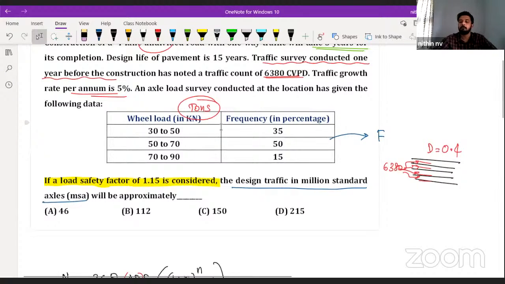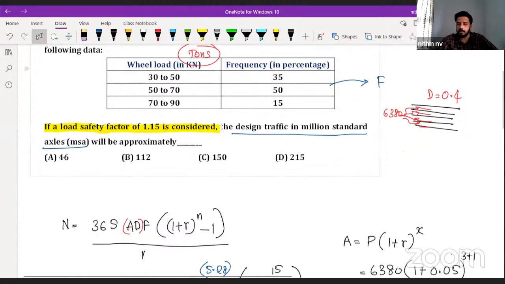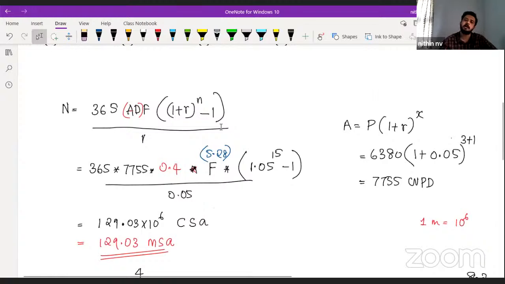Factor of safety. We got 129.03 MSA. If we are designing for this value, it is perfect. No problem will be there for our road. But what we are going to do? We are going to be on the more safer side. We are going to design it for more traffic. So what we need to do?